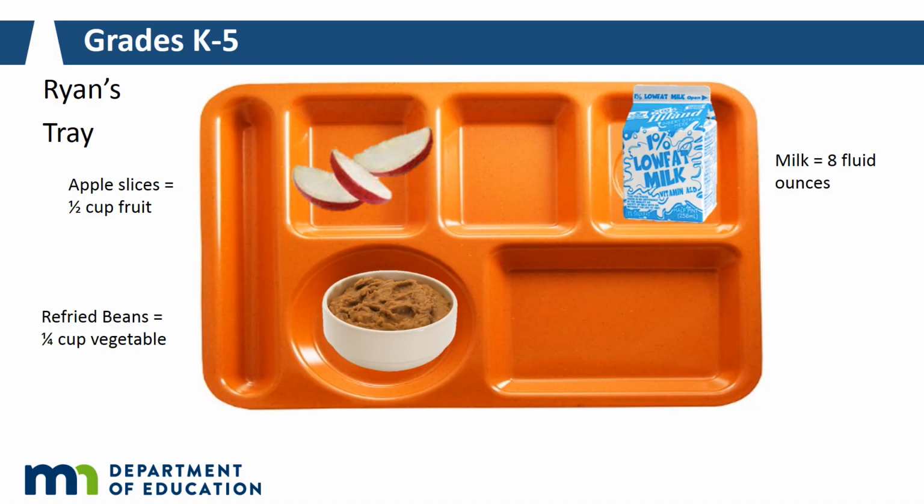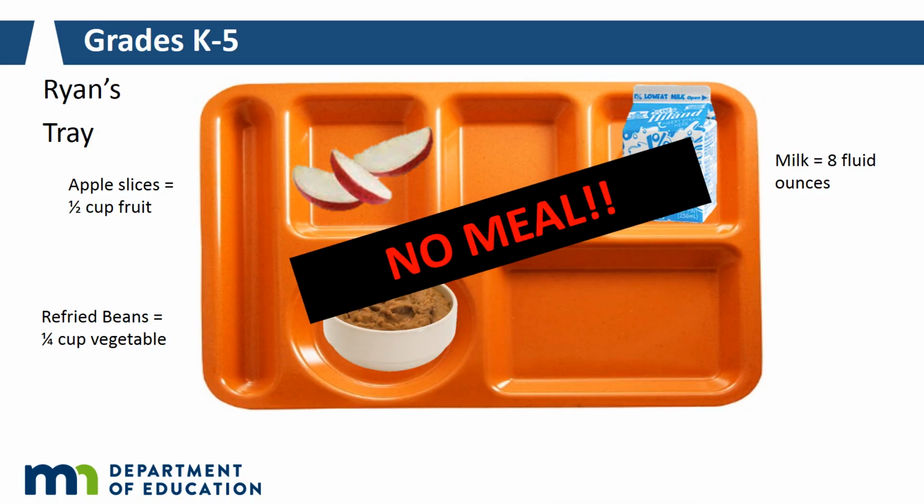So let's say that Ryan selected a 1/4 cup of the refried beans, 1/2 a cup of apple slices, and 1 cup of milk. Is this a reimbursable meal? No. Although Ryan selected the required 1/2 cup of fruit or vegetable, a 1/2 cup of apple slices, he only selected 1 other full component, the milk.